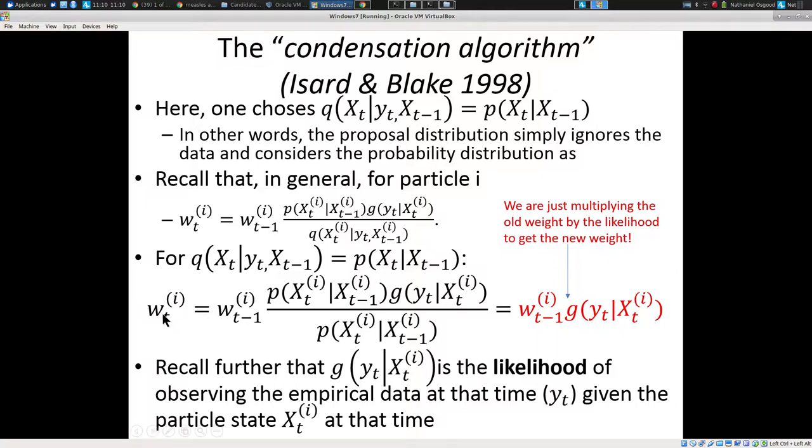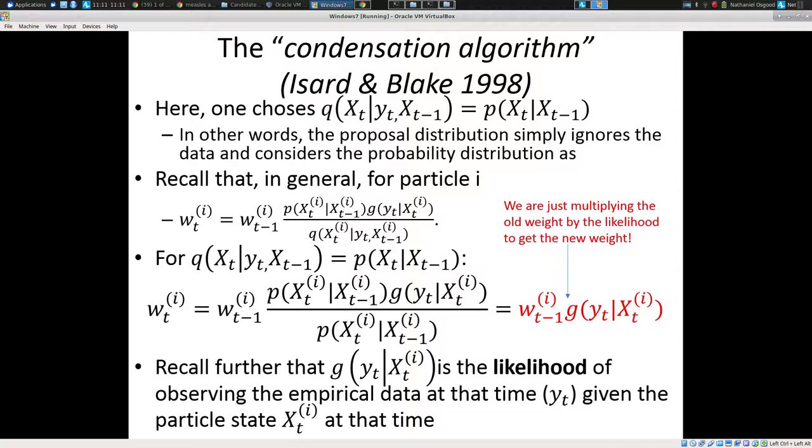The weight at time t is just equal to the weight at time t minus 1 times this, which is the likelihood function: the likelihood I'll observe this new data point in light of my current model state for this particle. The data from the world is not specific to the particle, but the current state is. So each particle has some current weight, and we take that weight and multiply. What's the likelihood we would have observed this data given what this particle believes is the case, its estimate of the current state? That gives us the new weight.